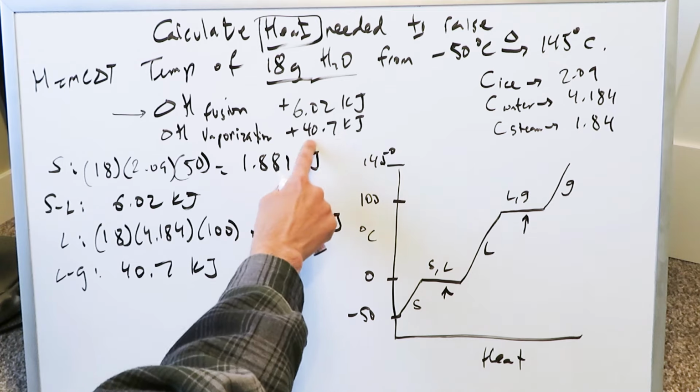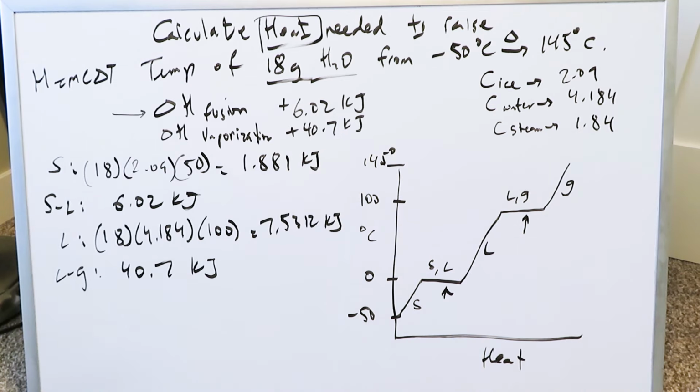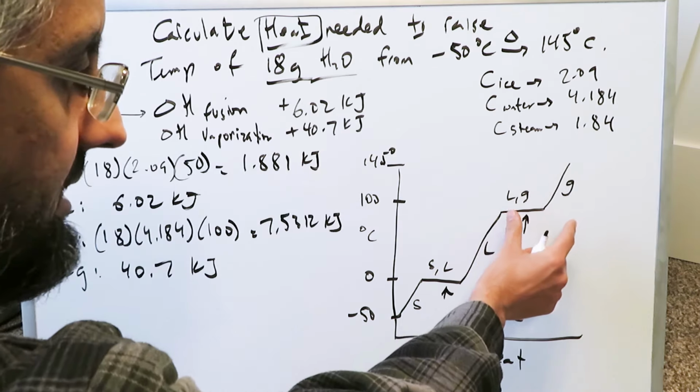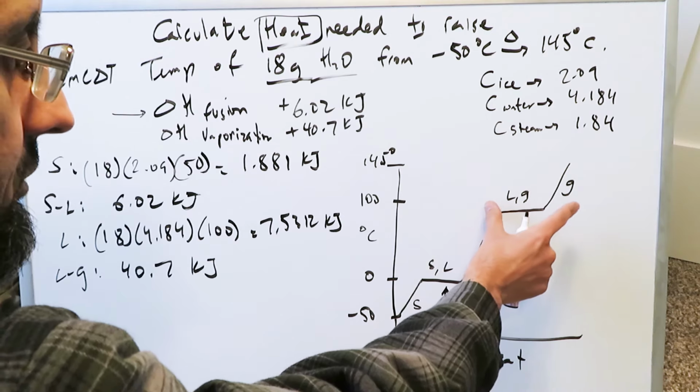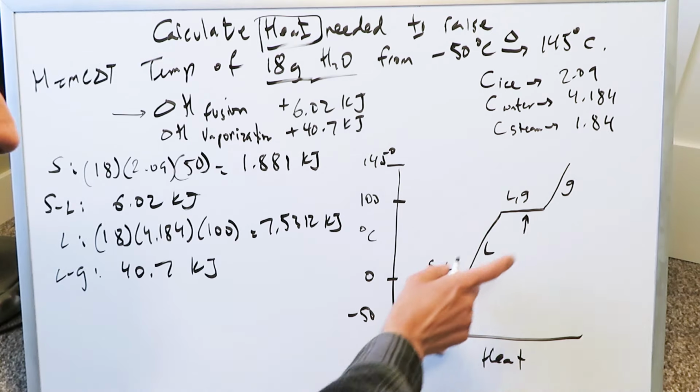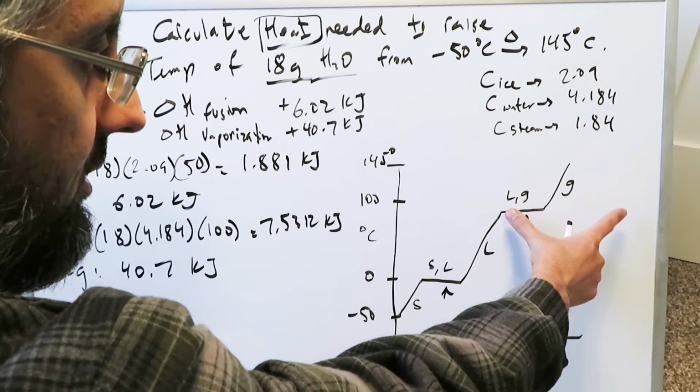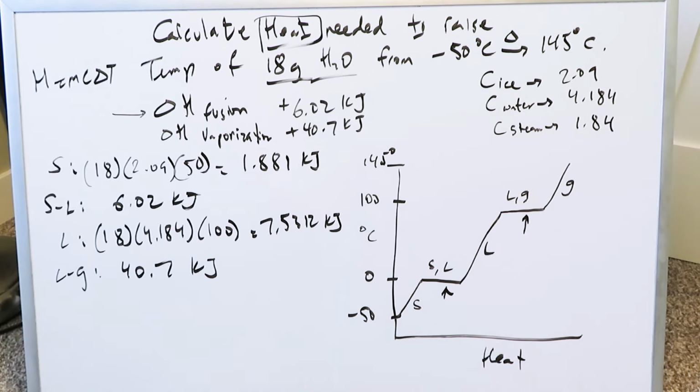Notice how the heat of vaporization takes the most amount of heat energy. Too much heat energy is required here to do this change. But remember, nothing is drawn to scale, otherwise this line here would be pretty long to represent the amount of heat required. And the last one is a gas.